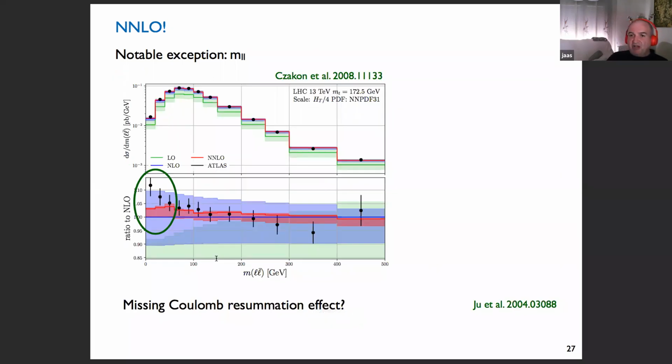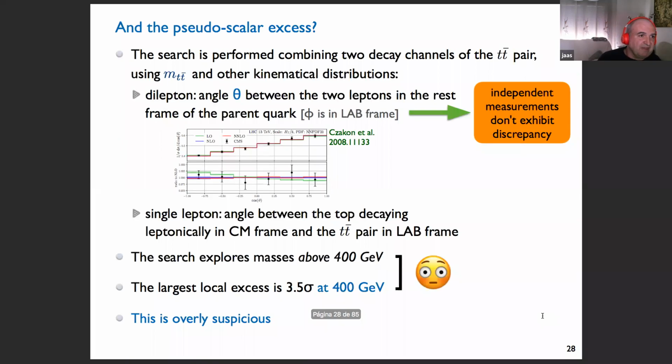There is some exception, however: the invariant mass of the two leptons. This is next to leading order and fiducial region. So now extrapolation. There are some people in this paper claiming that it might be some Coulomb resummation effect, that is some correction. I don't know, let's see. But for the moment, anomalies seem to be quite solved. And what about the pseudo-scalar excess?